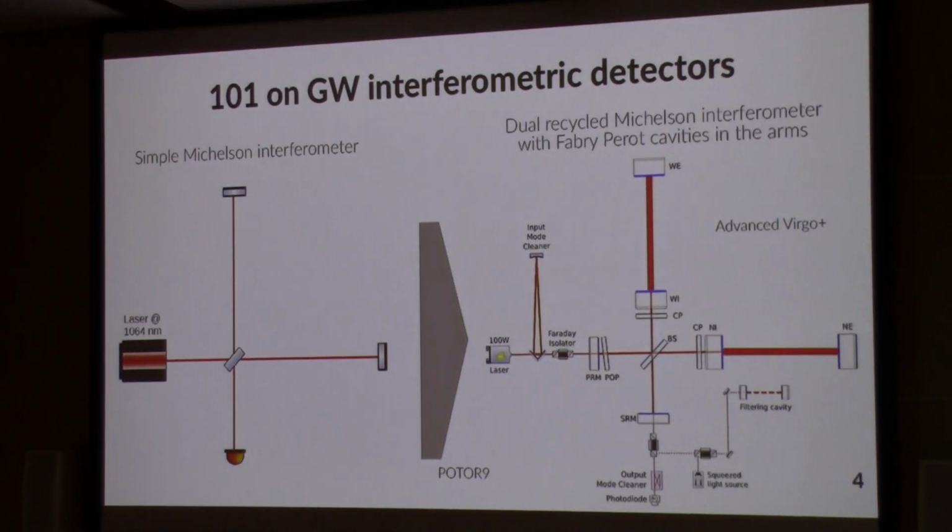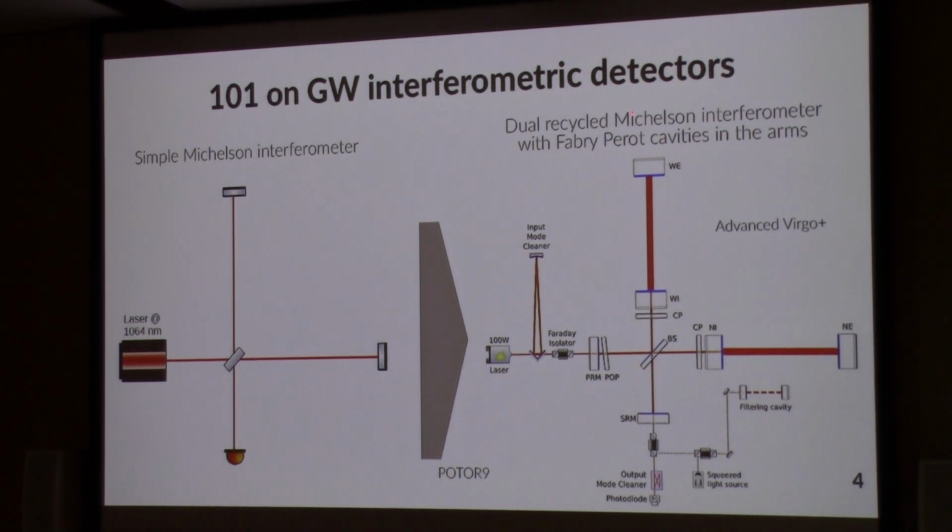This is the basic. Now, if you want to go to the sensitivity that you need for detecting gravitational waves from astrophysical sources, then you need to do a bit more than this simple interferometry, and you are led to a more complicated instrument than a simple Michelson interferometer. So this is the schematic here. This is Virgo. LIGO and KAGRA are slightly different schematics, but more or less we are using the same technique. Those interferometers are dual recycled Michelson interferometers with Fabry-Perot cavities in the arms. So let's see what this means.